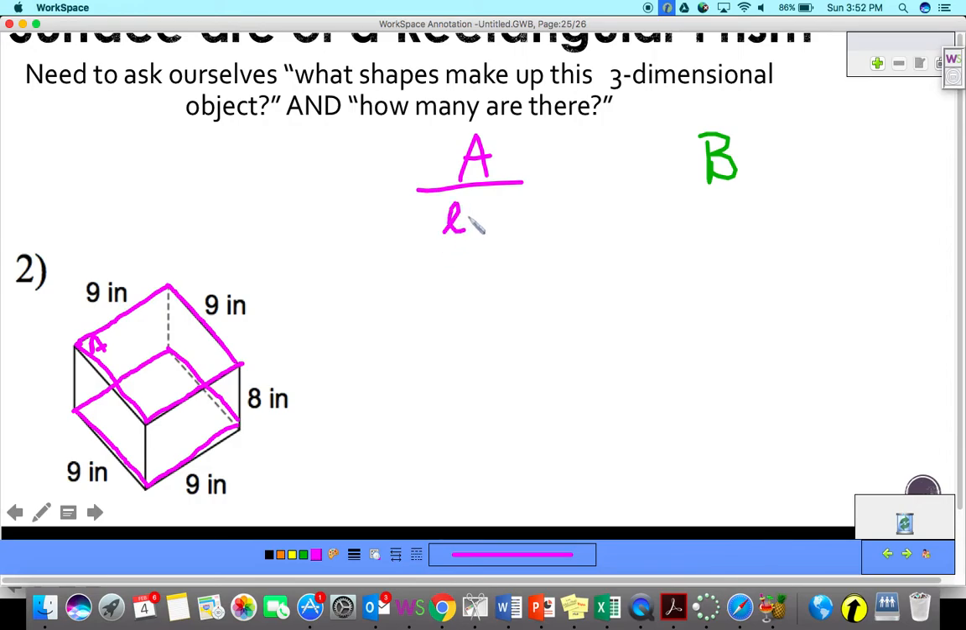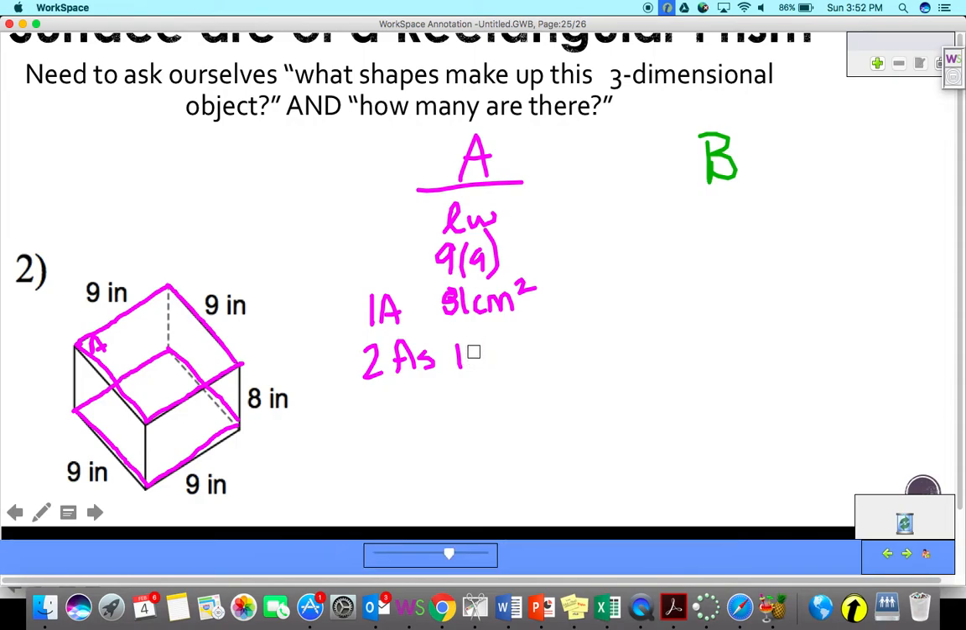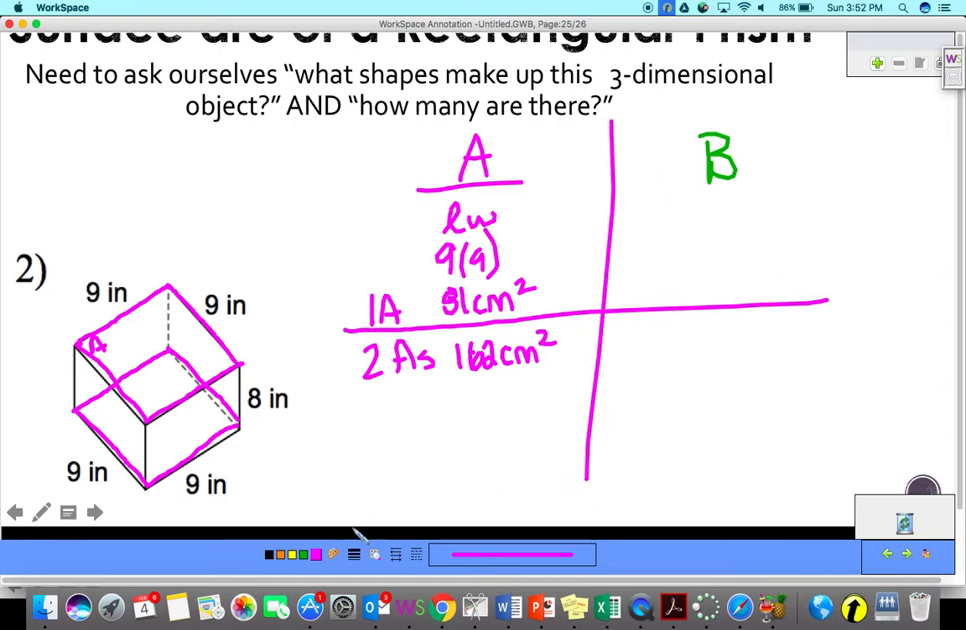So I'm going to go ahead and do my length times width. I'm going to go ahead and multiply my 9 by 9 and get 81 centimeters squared. That's 1 A, but I need 2 of them. So this is going to be 162 centimeters squared. But now I need to figure out shape B. I see shape B as this side right here, kind of the edge of the 3D object. And I see that it's 9 by 8.